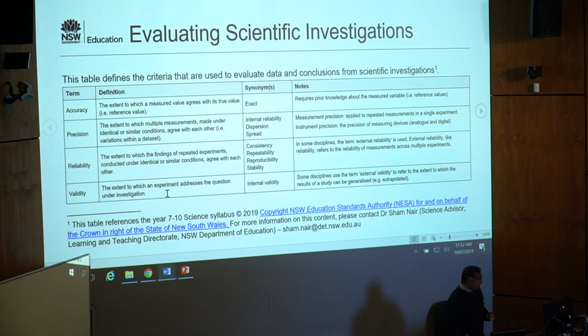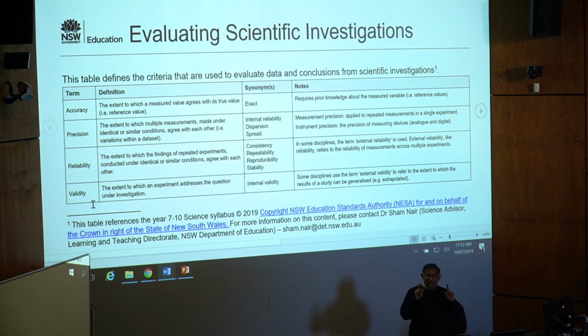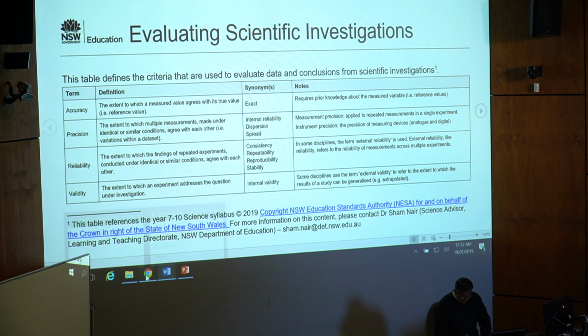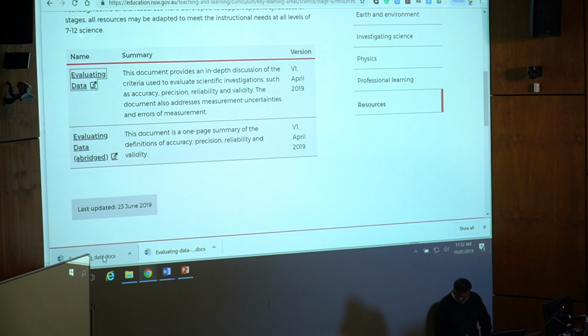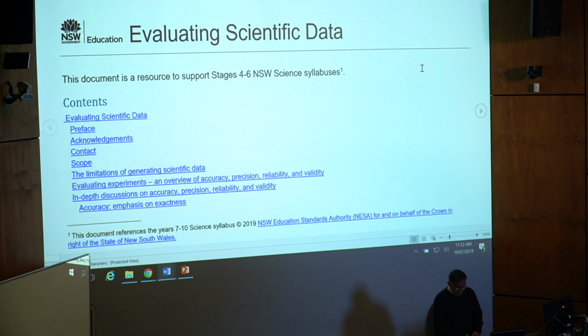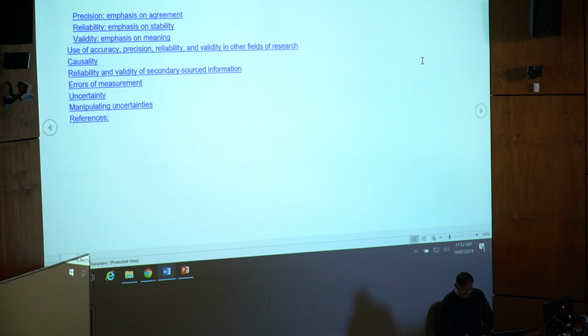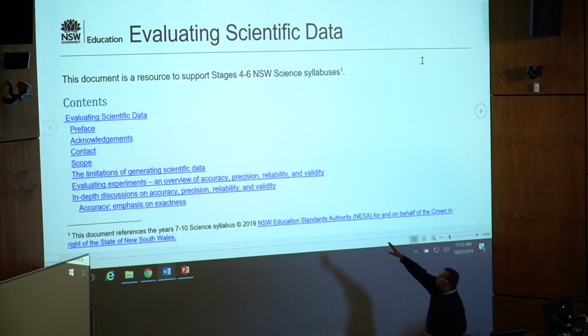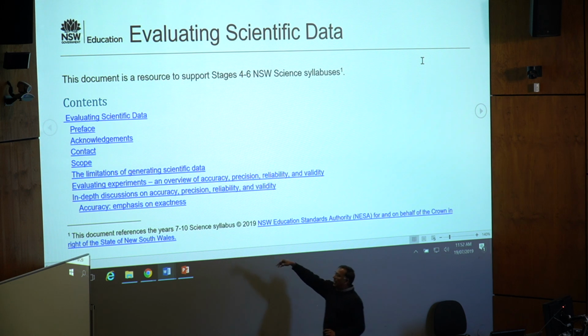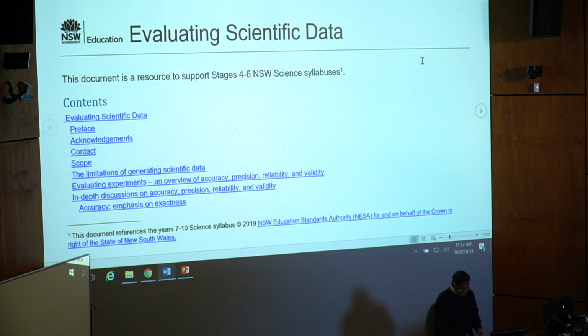So we've put in precision here, and precision is sometimes called internal reliability. Then you have the traditional reliability, and then you have validity. So that's this. It's a one-page summary. I've also put together the other one, which is monstrous. It has more detailed descriptions of accuracy, reliability, precision, validity, and so on.